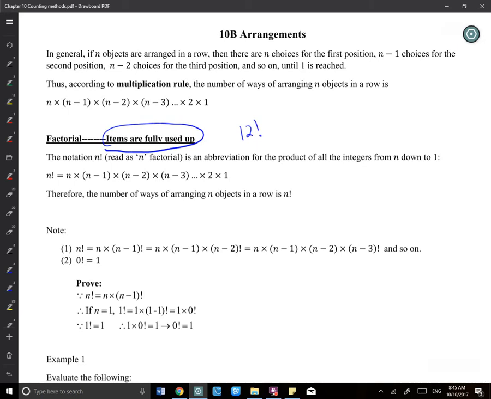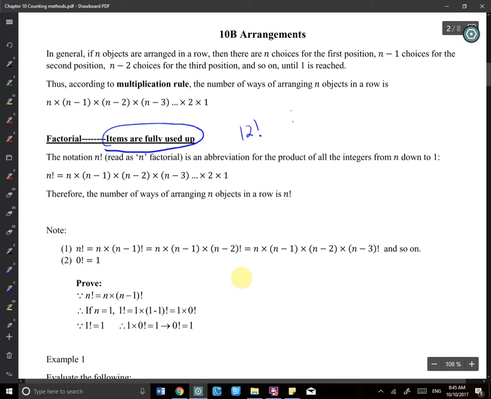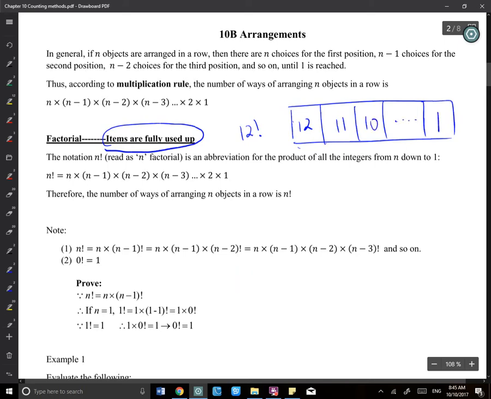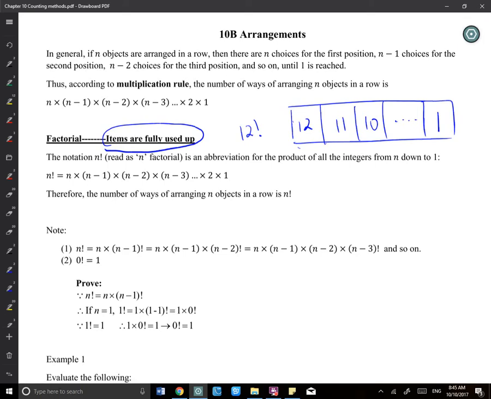So in the first place, I can select from 12 books. In the second place, because we already used up 1 book in the first place, I have 11 choices, and then 10, and then 9, and so on. We have 12 choices in the first place, and we select 1 to put there. The second has 11 choices, and then 10 choices, until the last spot, where I have only 1 choice. It's the only one left. So I multiply all of that together: 12 times 11 times 10 times 9 until 1. That is called 12 factorial.